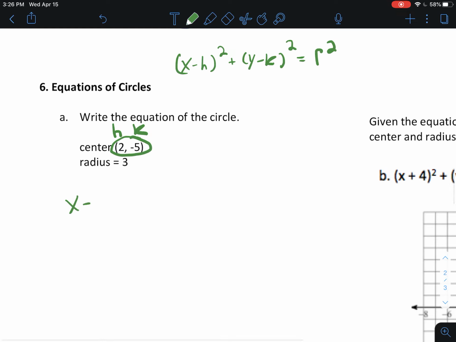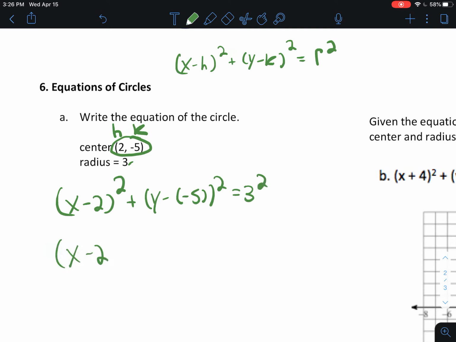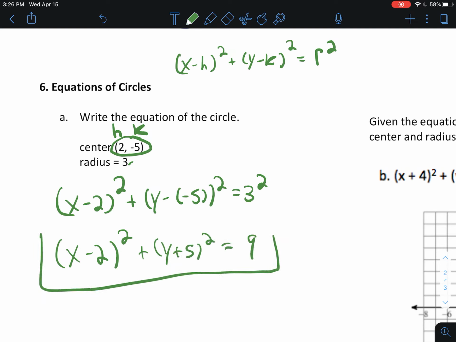So it's going to be x minus 2 squared plus y minus negative 5 squared equals our r squared, so 3 squared. Simplified just a little bit, we get x minus 2 squared plus y plus 5 squared equals 9. And then that's the answer we're looking for. You don't need to take that any further, guys. That's it.